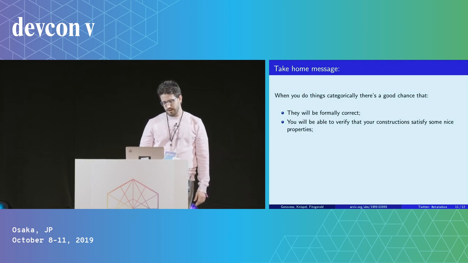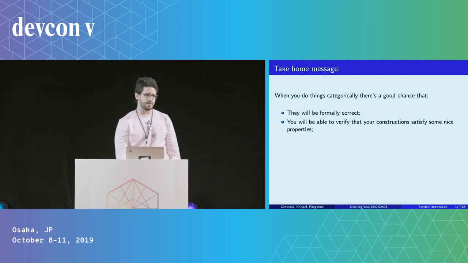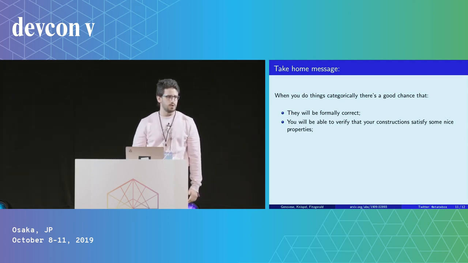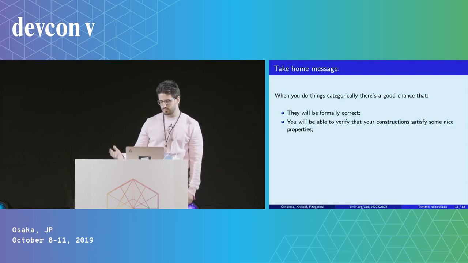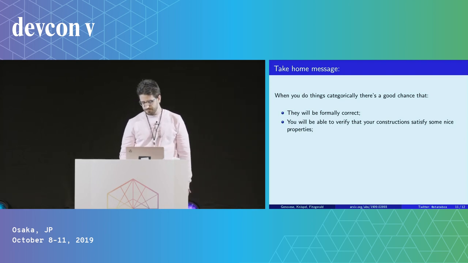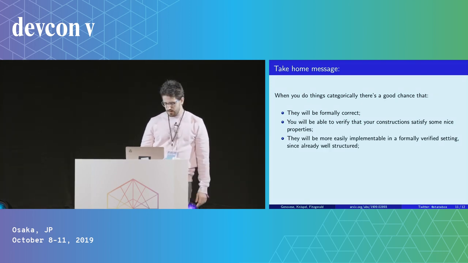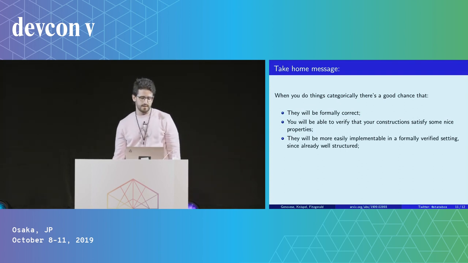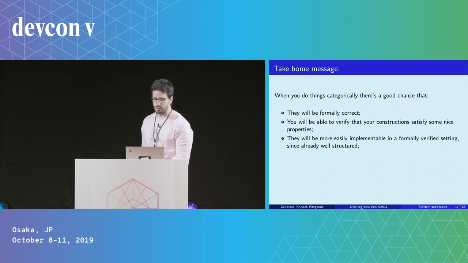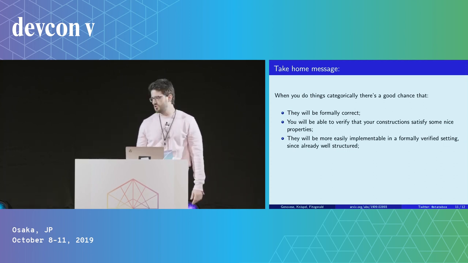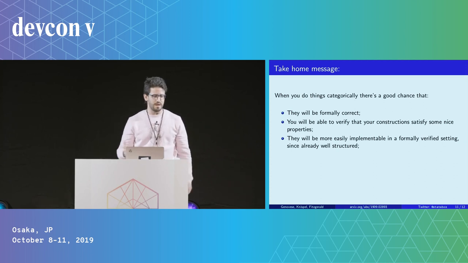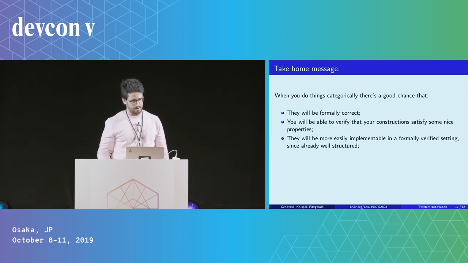Then you will be able to verify that your constructions satisfy some nice properties, and this is because categories are very structured. So once you turn something into categories, you have a plethora of formal tools that you can use to verify that your constructions have some properties. And they will be more easily implementable in a formally verified setting because many formally verified settings are fully functional. For instance, we are mainly using Idris to implement this stuff, and we just built a category theory library in Idris. We literally took a category theory book and implemented all the definitions with proofs in Idris.